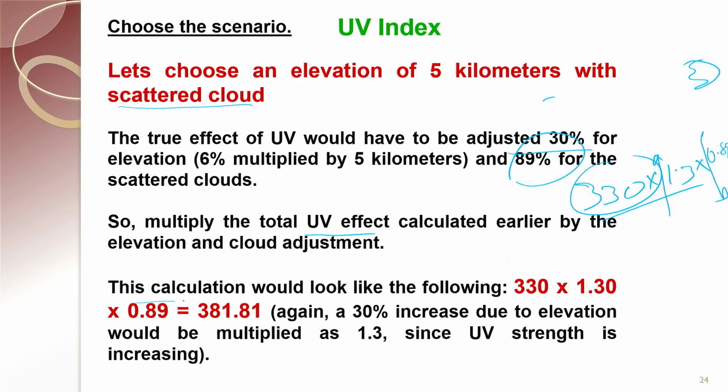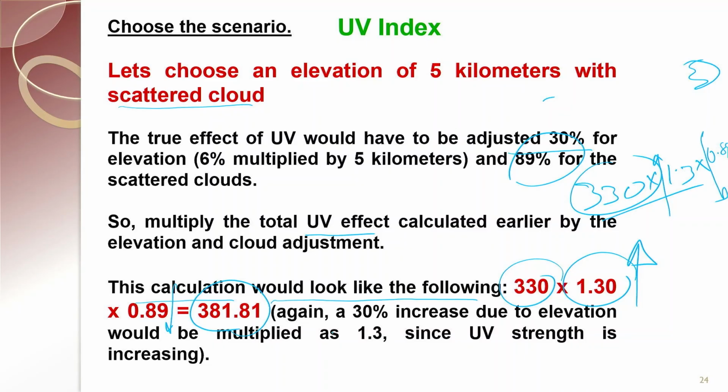So, this calculation would look like the following. 330 multiplied by 1.3 due to the elevation, and due to the cloud effect 0.89. So, this will become 381.81.